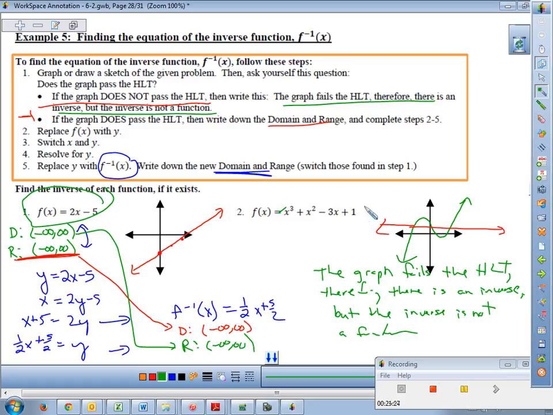Now, wait a minute. Will every cubic be a fail of the HLT? Because, I mean, look at the parent cubic right here.